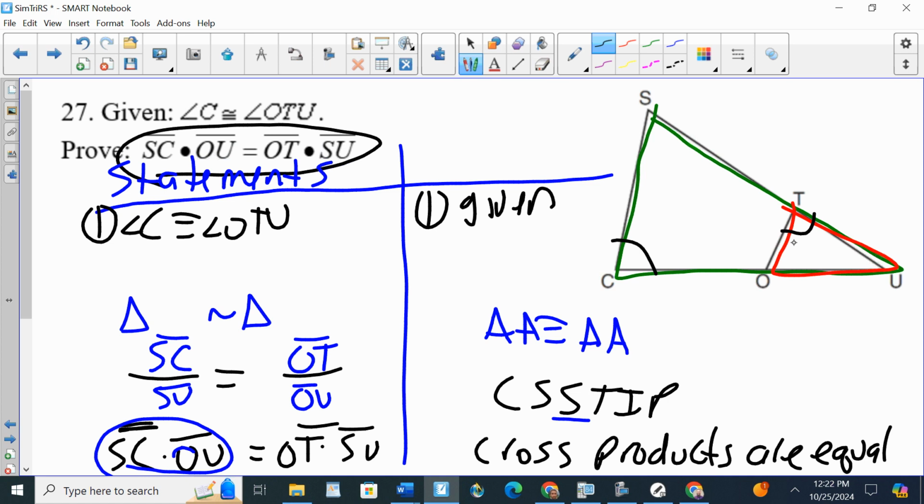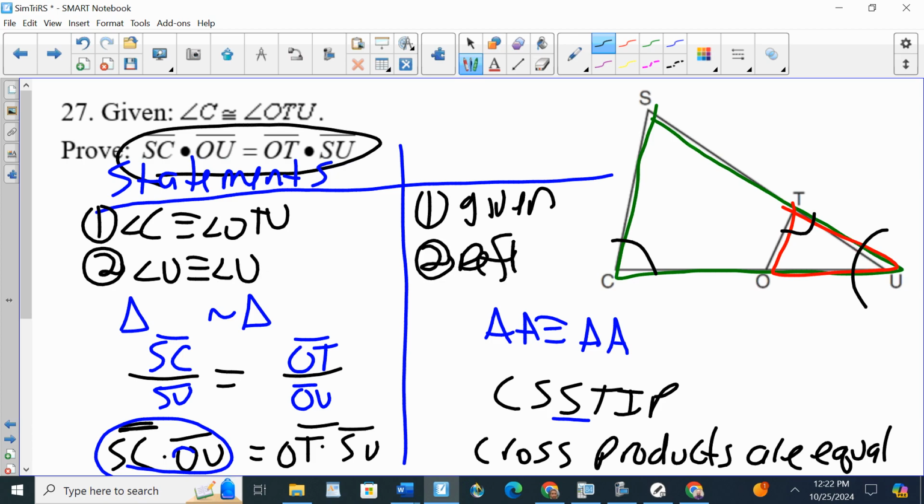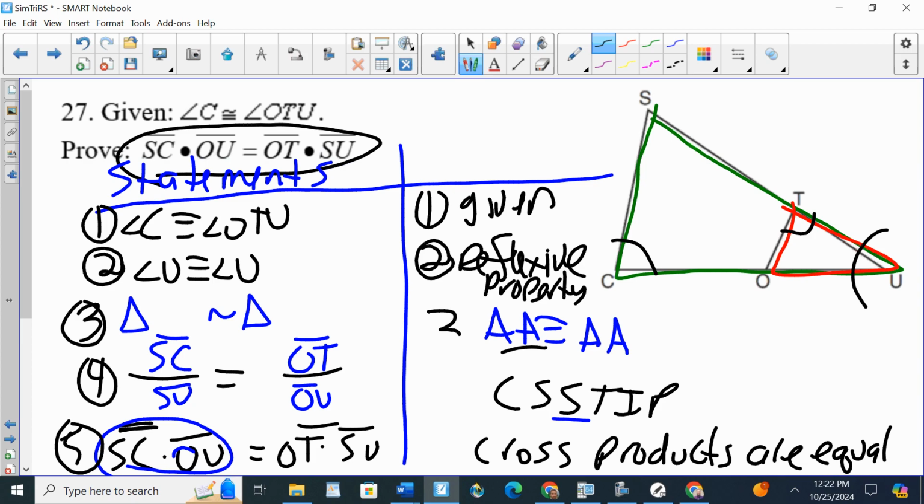VRIAS. VR is all we learned so far. I take that back. We learned them all. V, vertical angles? Nope. R, reflexive property? Yes. Angle U. So, angle U is congruent to angle U. Reflexive property. I needed to prove 2 pairs of angles congruent. That's what I always need to do for similar. I did that. So now I can state the triangles are similar, then the proportion, then the multiplication.